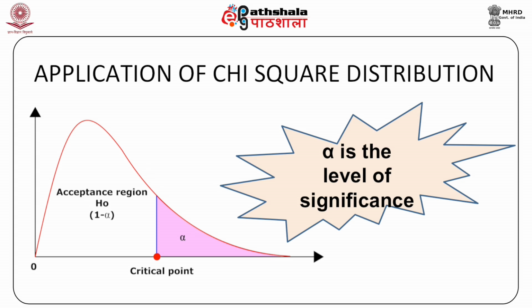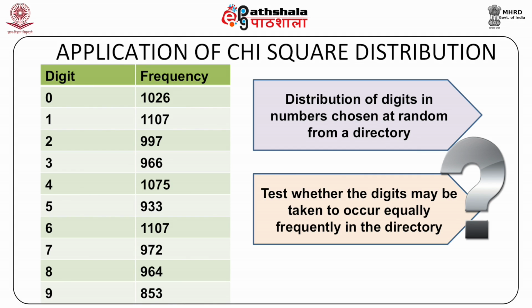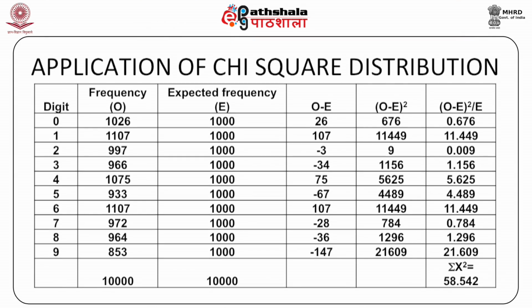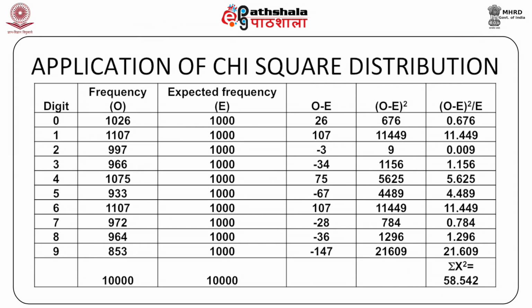The figure shows the acceptance and the rejection region to accept or reject the null hypothesis. Here, alpha is the level of significance. Let us understand it with the help of an example. The following figures show the distribution of digits in numbers chosen at random from a directory. Test whether the digits may be taken to occur equally frequently in the directory. Solution: null hypothesis H0 is that numbers are uniformly distributed. The expected frequency is 10,000 by 10, which is 1,000.